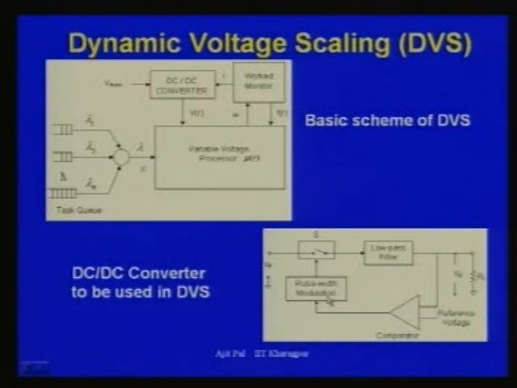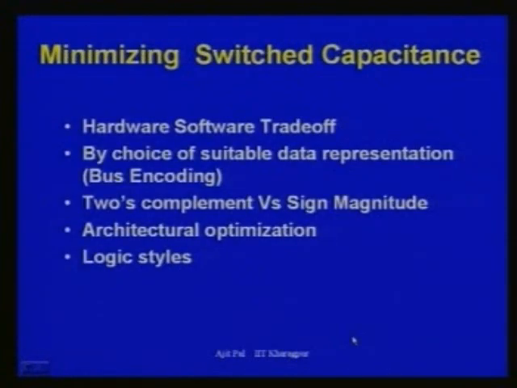And this is the schematic diagram of a DC to DC converter. Here you can see there is a reference voltage, and there is a switch usually realized by MOSFET, and there is a low pass filter and pulse width modulator, and this is a comparator, this is a reference voltage to be generated. You can generate different voltage from a constant fixed voltage with the help of a DC to DC converter. So, that is the basic idea.